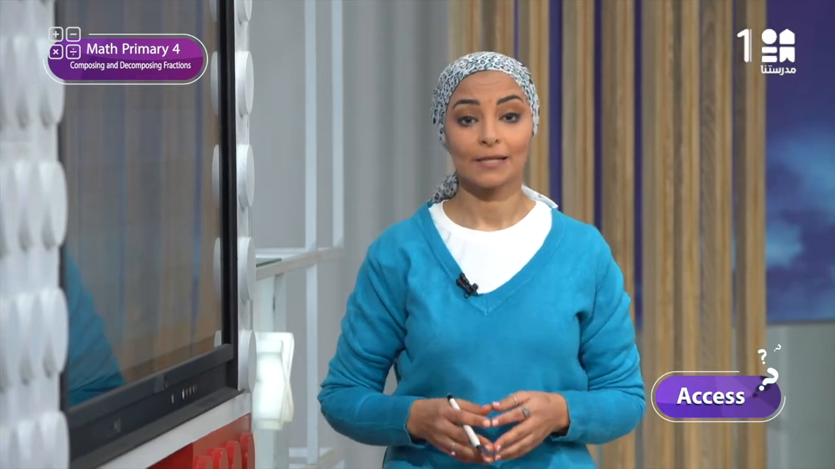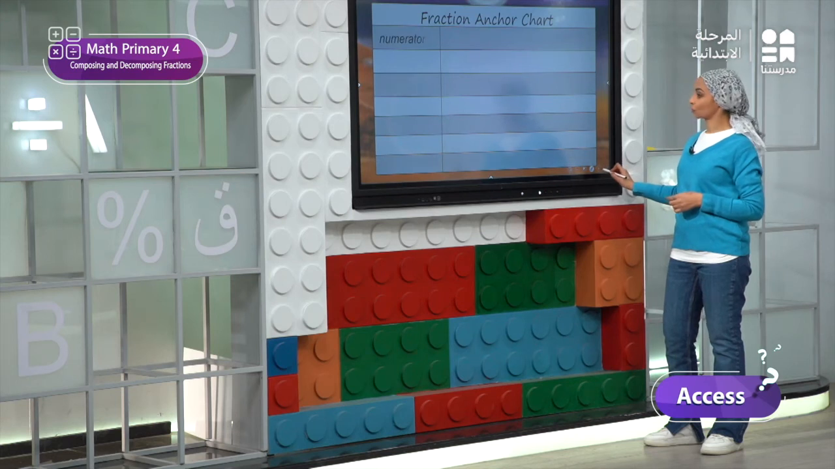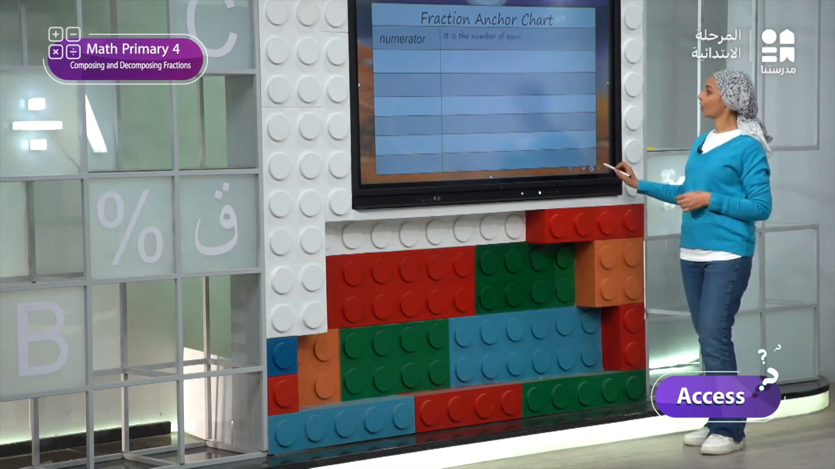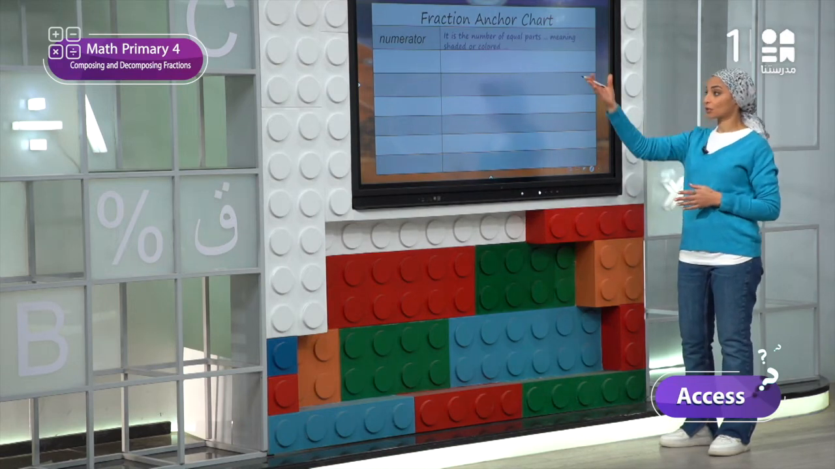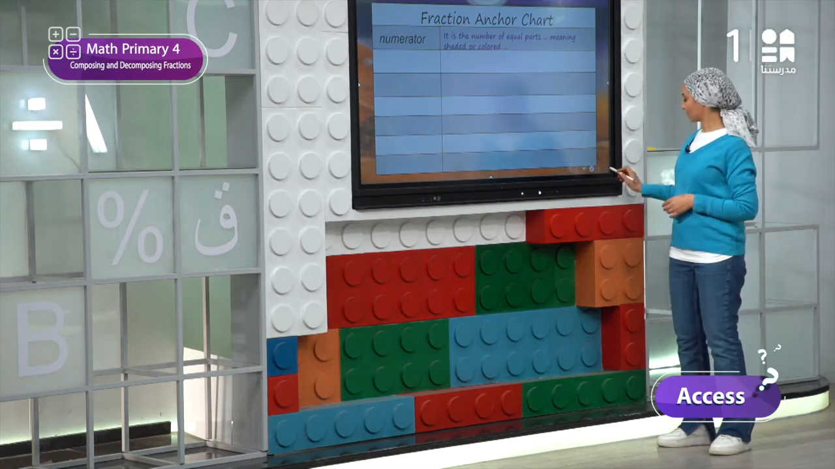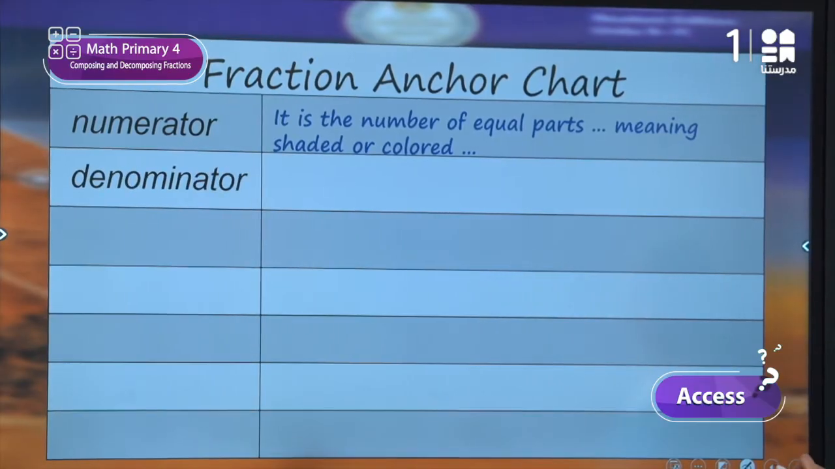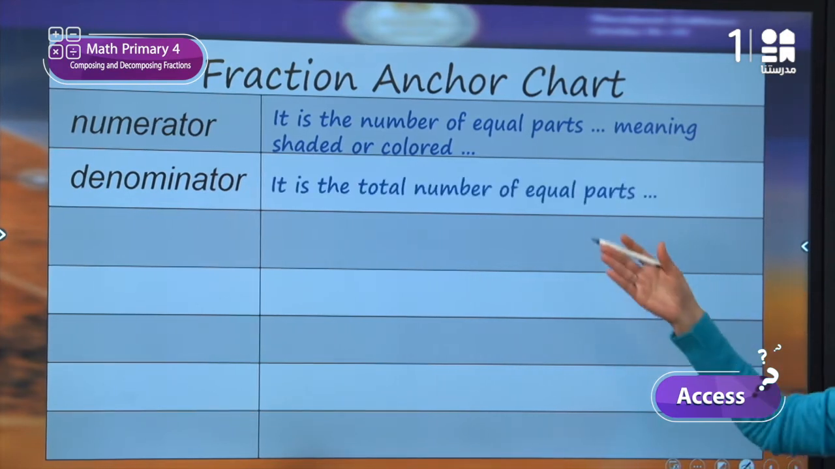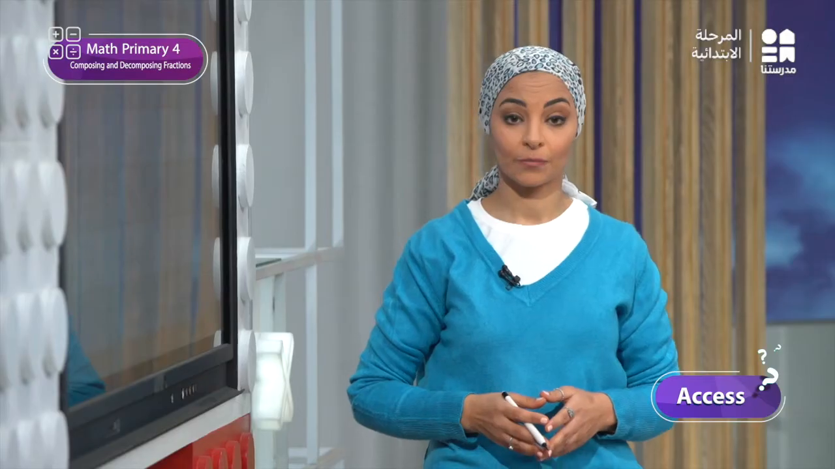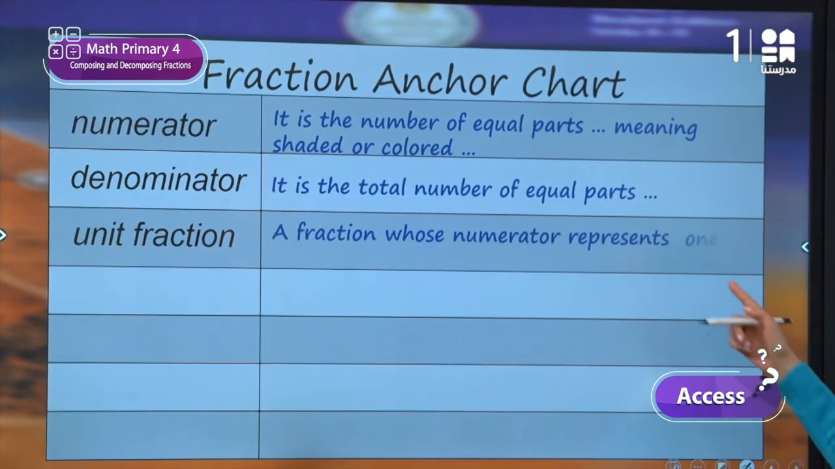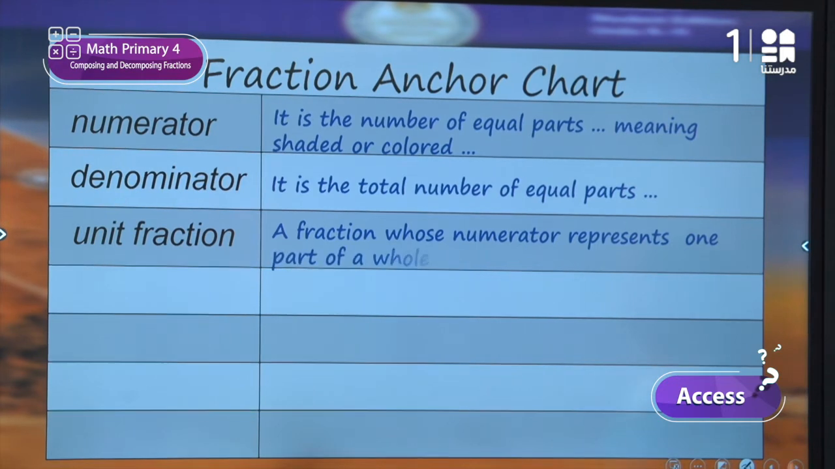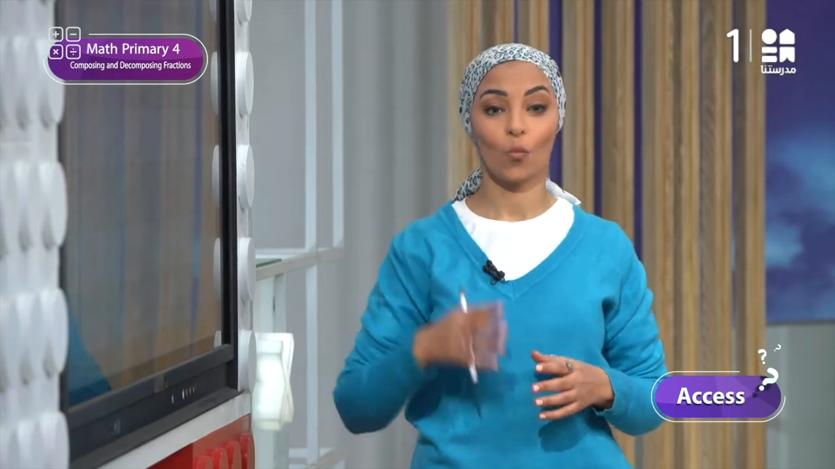Okay, what about the numerator? What is the numerator? Yes, as you see here, write it with me. Numerator, it is the number of equal parts, meaning shaded or colored parts. This is what is called the numerator. Now what about the denominator? What is the denominator? Denominator, it is the total number of equal parts. Okay. And now what about unit fraction? What does unit fraction mean? Unit fraction means a fraction whose numerator represents one part of a whole. As we agreed, the unit fraction has a numerator that is only one.